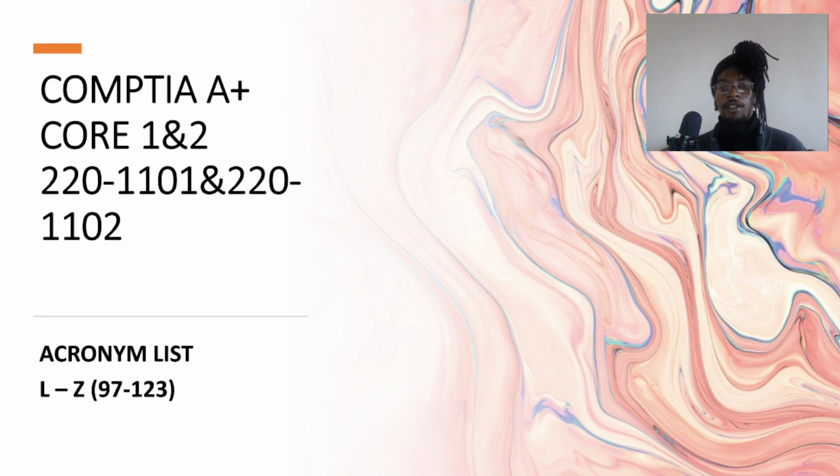CompTIA A+, Core 1 and 2, 220-1101 and 220-1102. Acronym list A through L, 97 to 123.